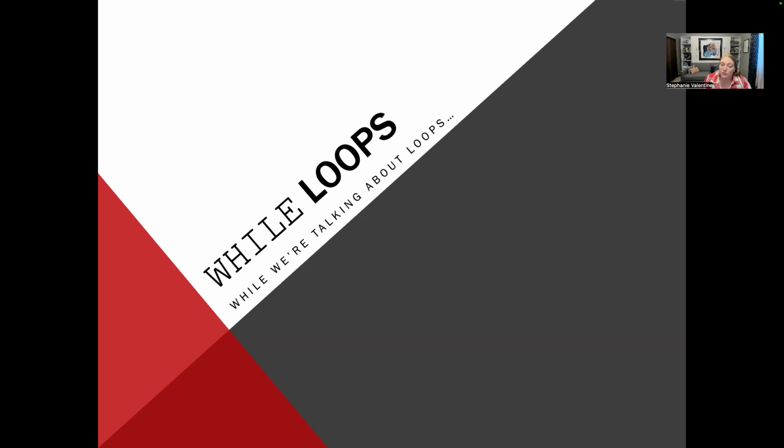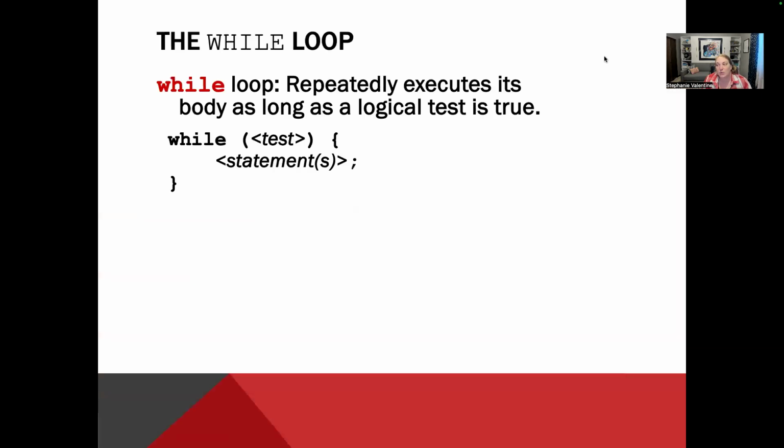So the one we talked about before used the for keyword. And now we're talking about the while loop, where while is the keyword. So a while loop is going to repeatedly execute the statements inside its body. Remember, the body is anything between these curly brackets. So it's going to execute the body as long as the logical test here is true. This is going to be some sort of Boolean statement. So long as the value of that statement is true, it's going to keep looping.